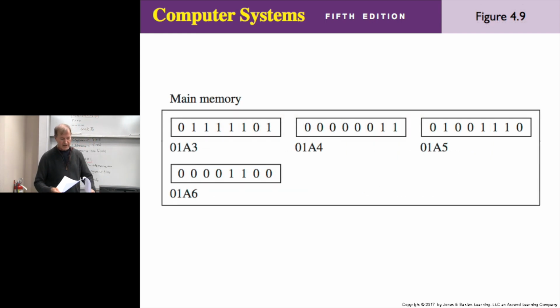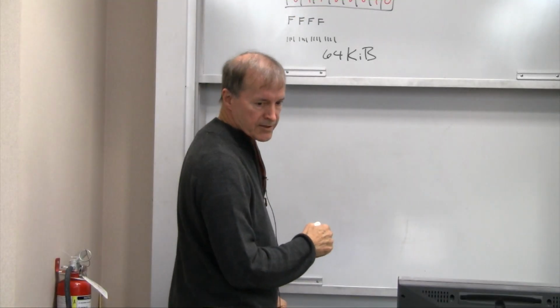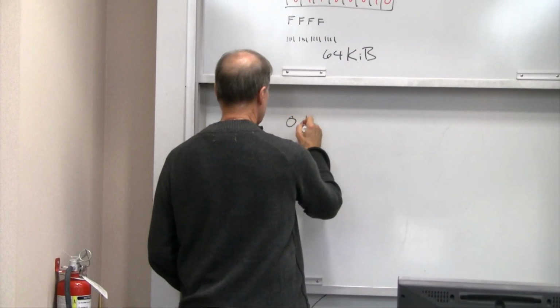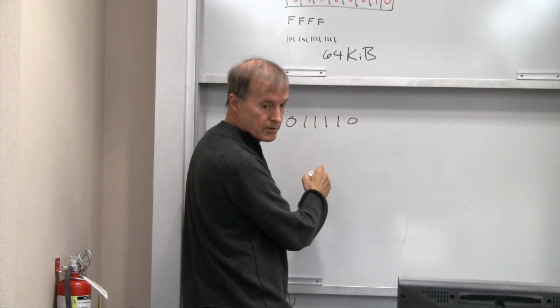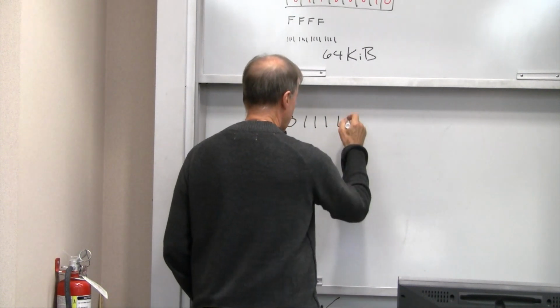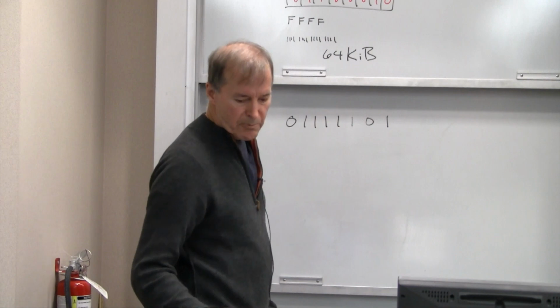So suppose that we have in figure 4.9 these values. It looks like the instruction starts at address 01A3. What are the bits in the instruction specifier? 01111101. So we have to go back to the table and look at the opcode.